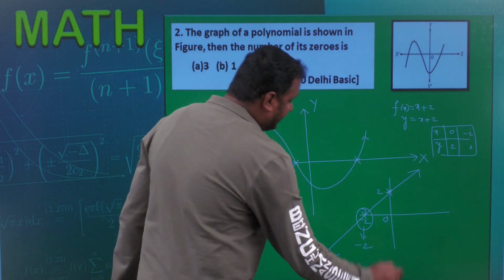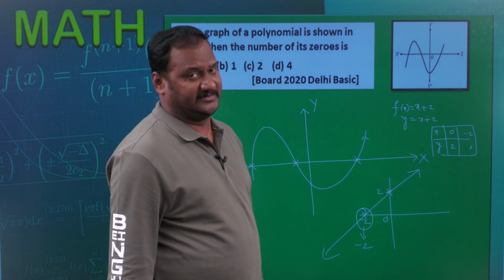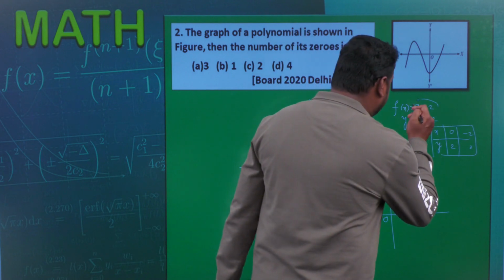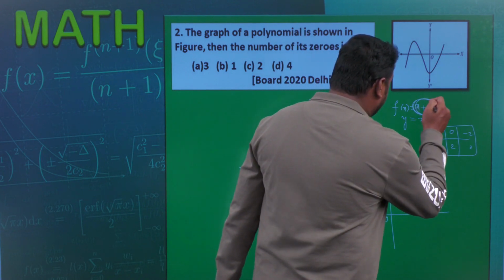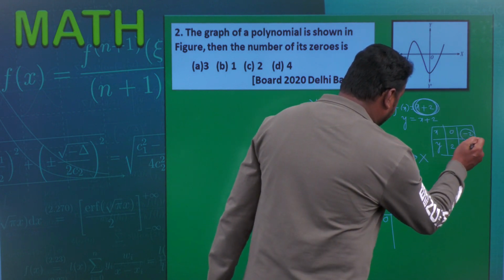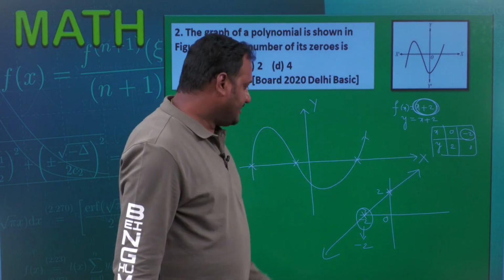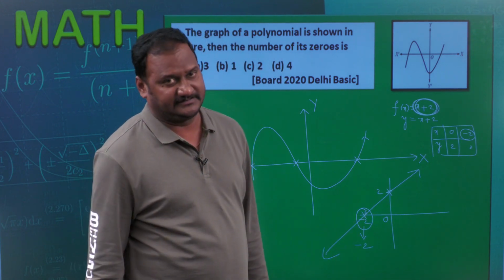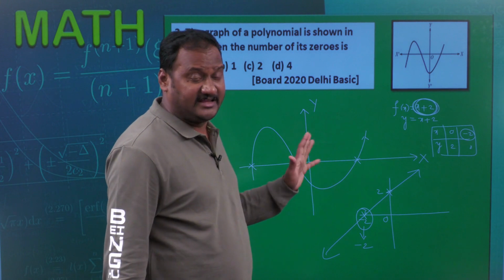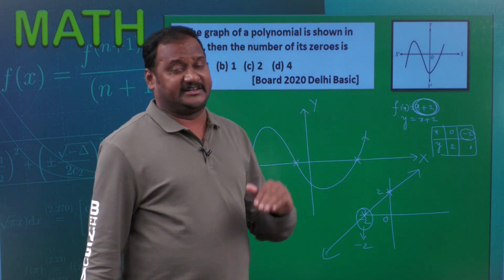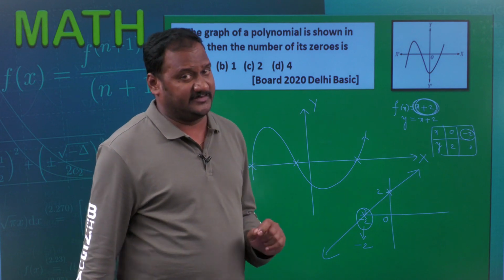So, I would say that minus 2 is the zero of the polynomial. Why am I telling minus 2 is the zero of the polynomial? Because x plus 2 will be 0 for x is equal to minus 2. That is why you are taking that point on the x-axis as the zero of the polynomial. Did you understand why we are considering that only the points on the x-axis where the curve intersects the x-axis are said to be the zeros of the polynomial?